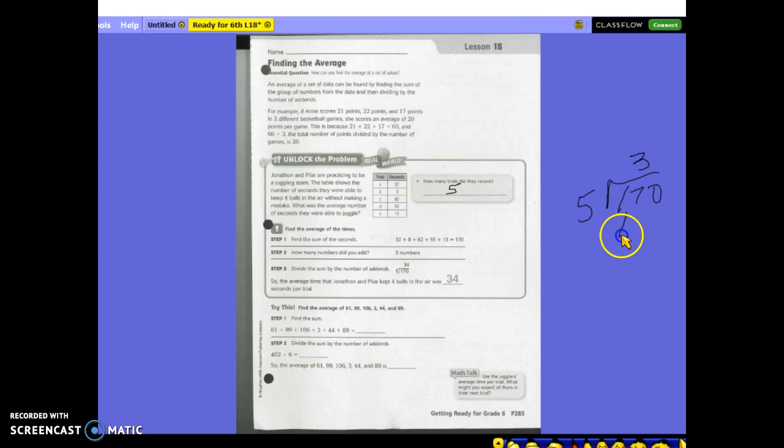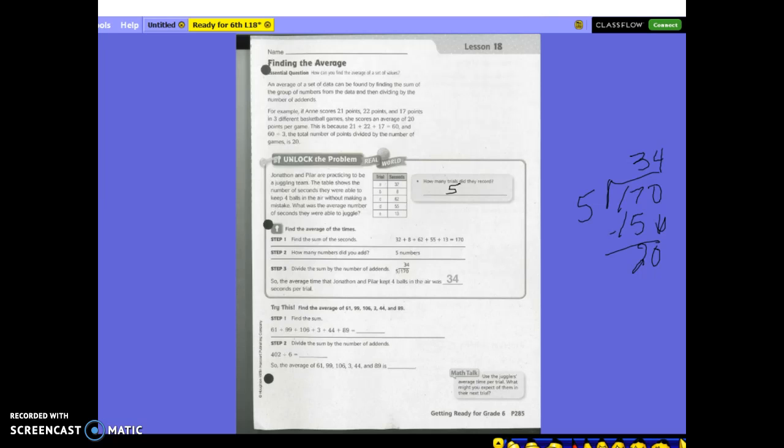5 goes into 17 3 times. When we subtract, we'll get 2. We'll bring down our 0, and 5 goes into 20 4 times. So the average time that Jonathan and Pilar kept 4 balls in the air was 34 seconds per trial.